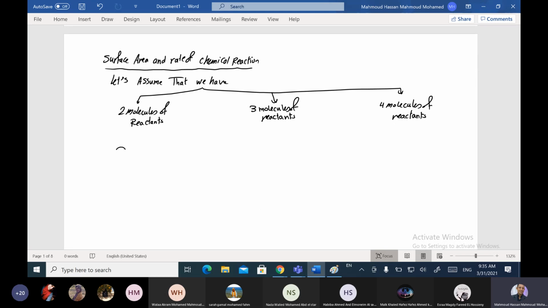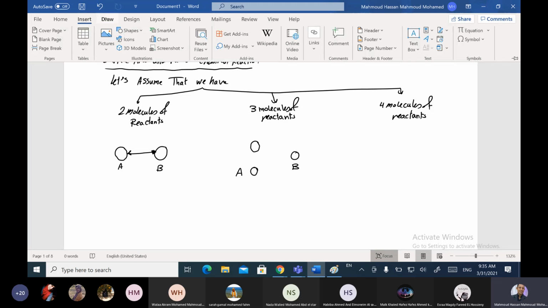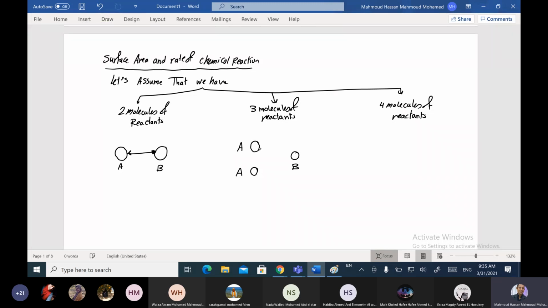If we have two molecules, maybe A and B, the collisions may take place between A and B or B and A. But in the case of three molecules, if we bring two molecules of A and one molecule of B, the rate of collisions between the molecules of the reactant will increase, since we'll find collisions between A and B, A and A in the medium of the reaction, B and A.